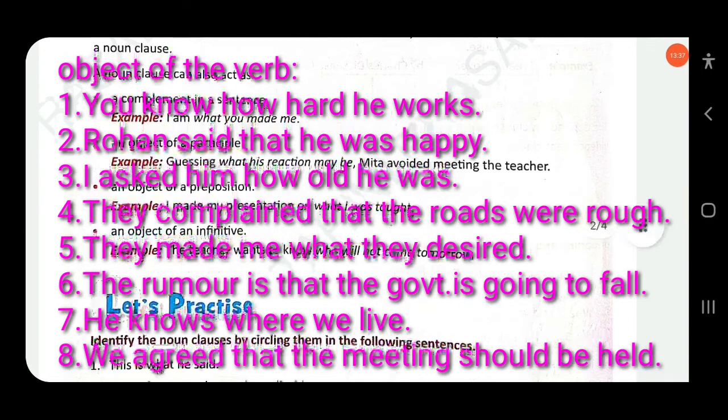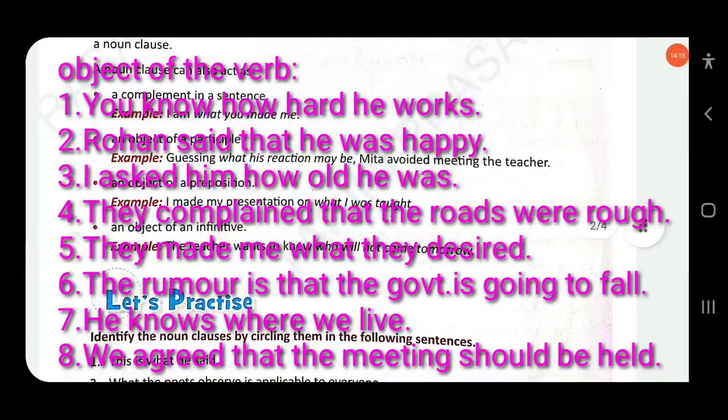Clear? So similarly, take another example. They complained that the roads were rough. They complained what? They complained that the roads were rough. That the roads were rough, here this is noun clause and it functions as an object of the verb complained. Okay, object of the verb. They complained. Complained what? I asked him. Asked what? Rohan said. Said what?